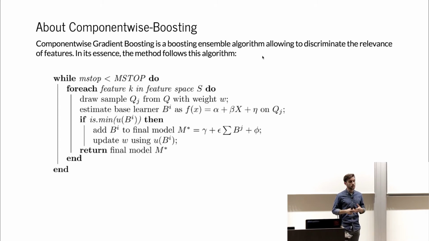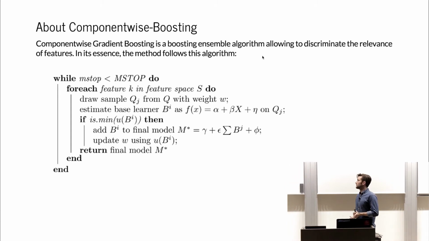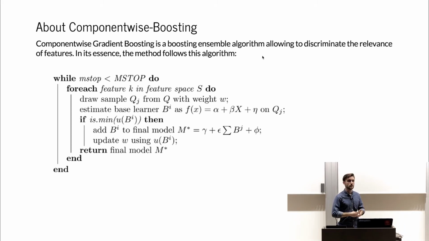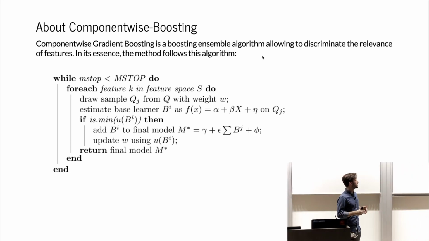And this base learner, the one that fits the data the best, is going to be added to our final model. And we do that, we add the best base learner to the final model, and we do that a lot of times. So we do that m-stop iterations. So in m-stop iterations, we have chosen the best base learner.